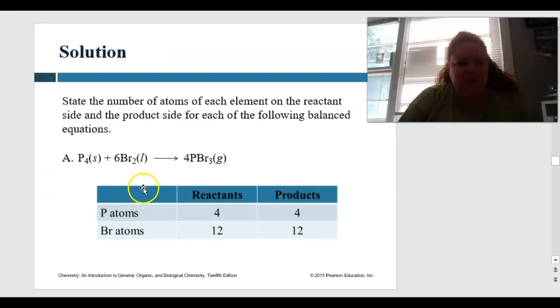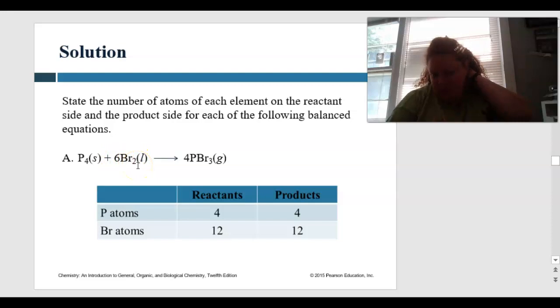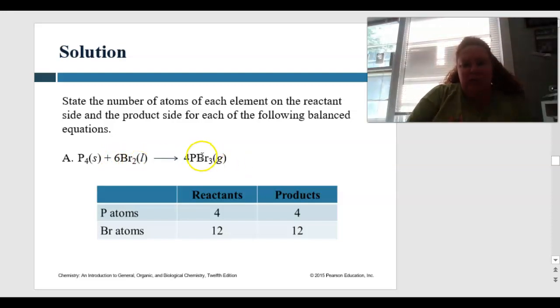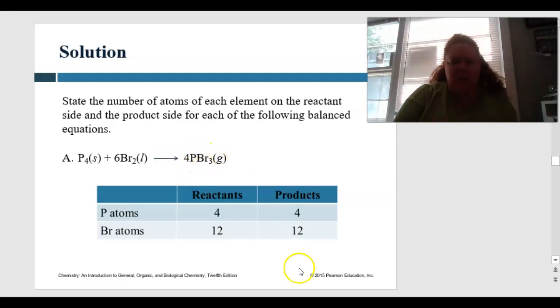So what do we have? For P, we have 4 on the reactant side and 4 on the product side, because this 4 means that there's 4 PBr3s. So there's 4 P's, and 4 Br times 3 would be 12. Okay, I'm getting a little bit ahead of myself. So we have 4 P's and 4 P's, so we're balanced. So if we have 6 times 2, that gives us 12. And then over here, we have 3 times 4, and that gives us 12.